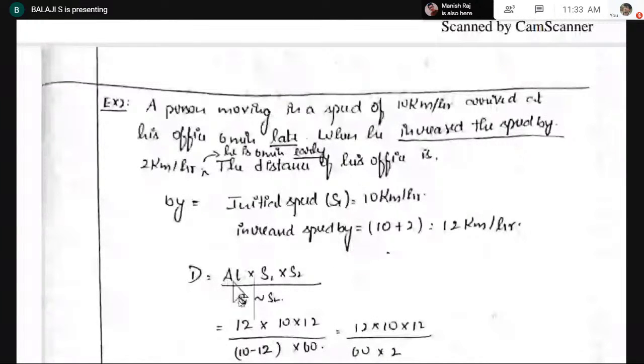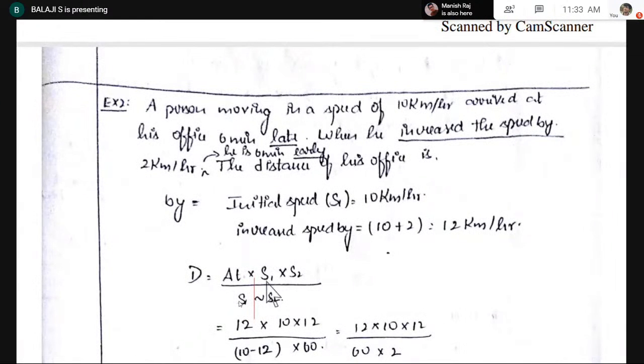What is del t? In this question we see both late as well as early. So 6 plus 6, which is equal to 12. If we see late and early, you must add the time, and if late and late, or early and early, you must subtract the time.